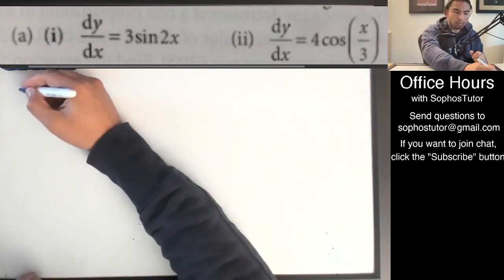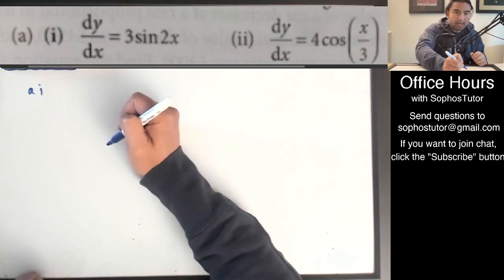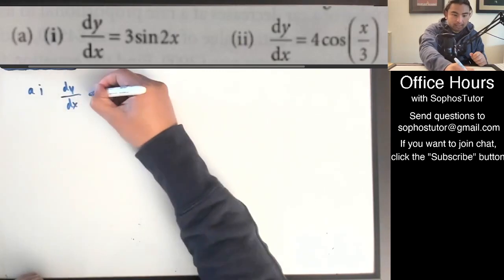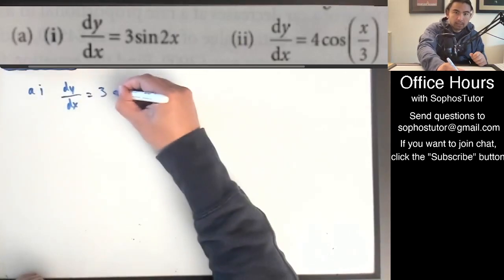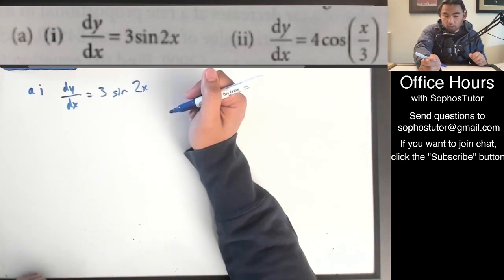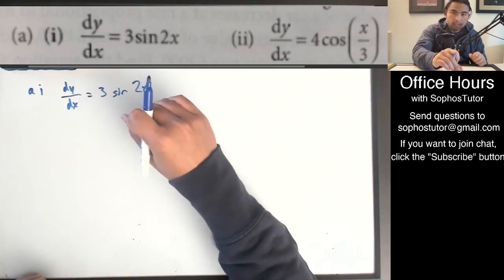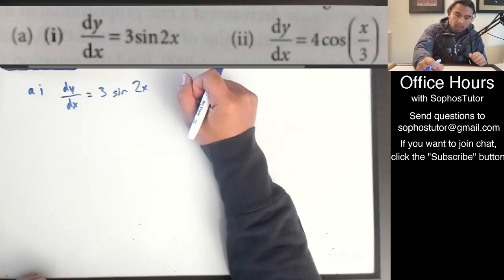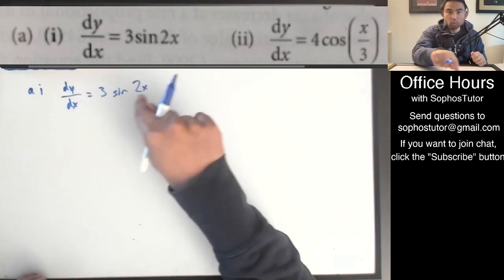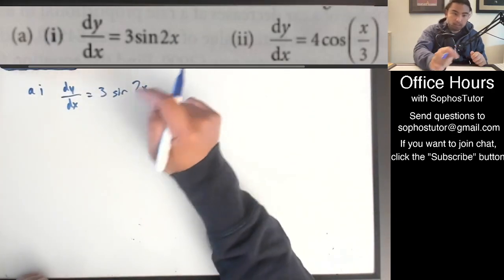So the first problem we have, we call this A1, and we're looking for the general solution for dy over dx is equal to 3 sine of 2x. What we do in a differential equation is we want all the same variable type on each side of the equation. That is, we want all the x terms, anything that has an x or dx, on one side of the equation, and everything that has a y or dy on the other side.